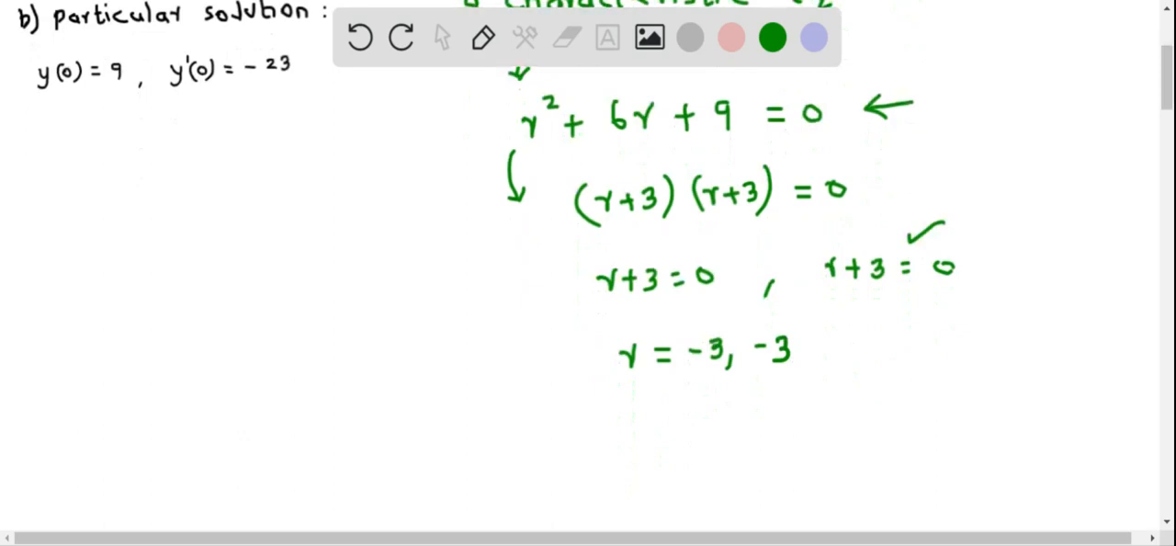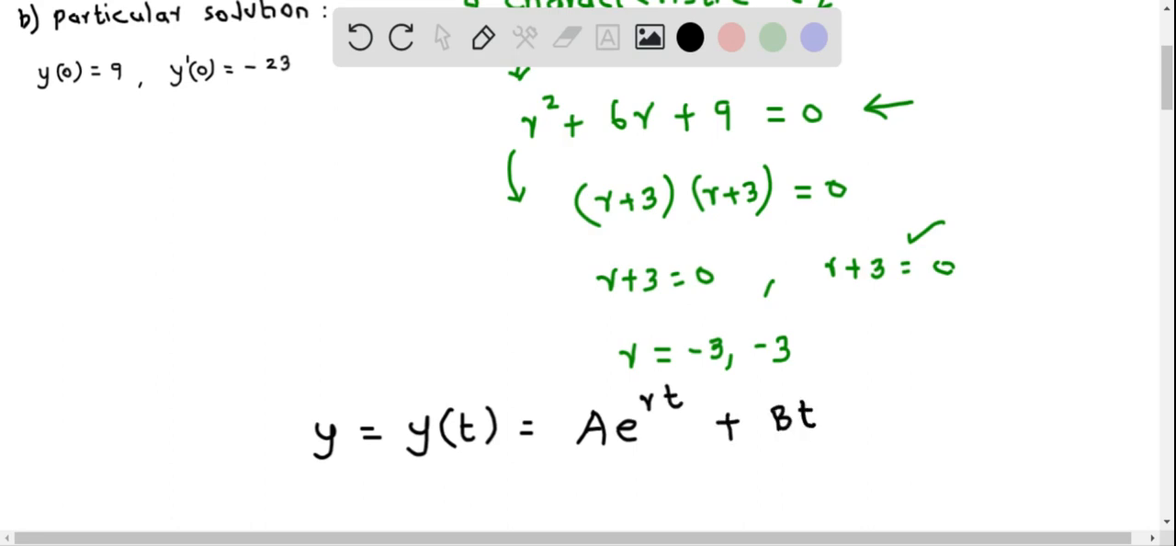So in this case we can write down the general solution for this type of characteristic roots as y of t. Since t is the independent variable, I write this as y of t, or sometimes we can just replace this as simply y. So y equals y of t, and this equals a e power rt plus b times t e raised to the power of rt.